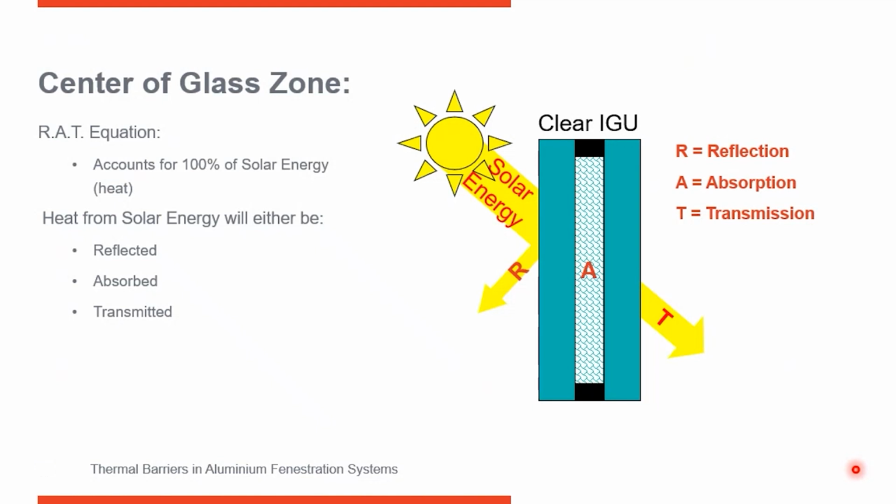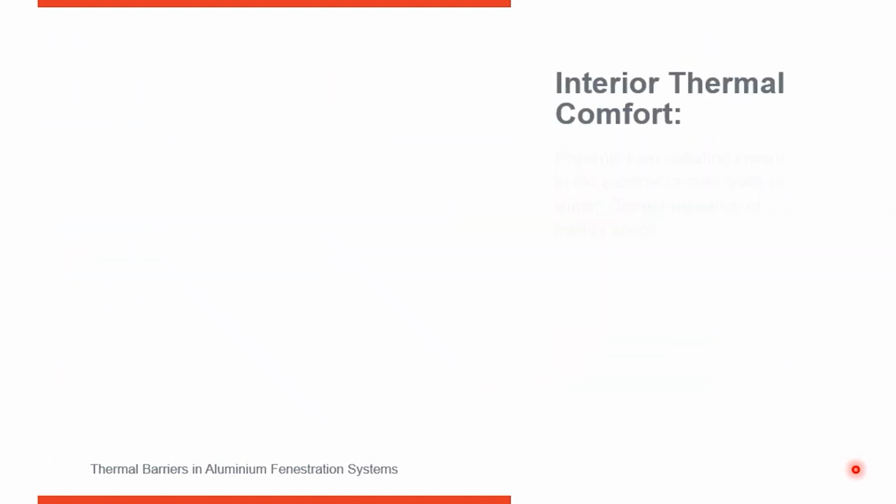One, it's either going to be reflected away, absorbed, or transmitted to the interior. So that's the RAT equation, because solar energy is either going to reflect away, be absorbed, or be transmitted to the interior. The goal with low E is to reflect the heat away and prevent it from moving to the interior. Interior thermal comfort.